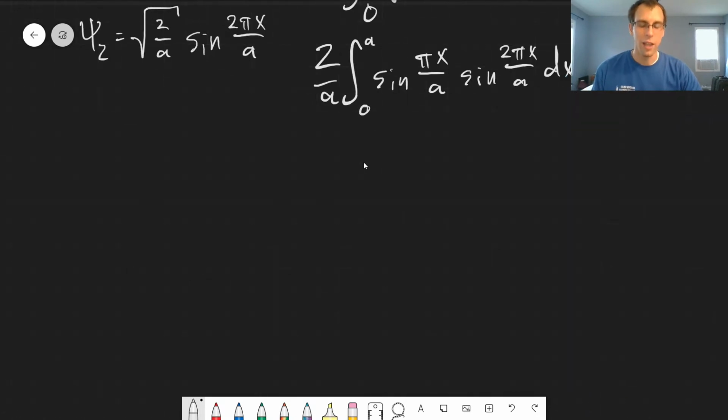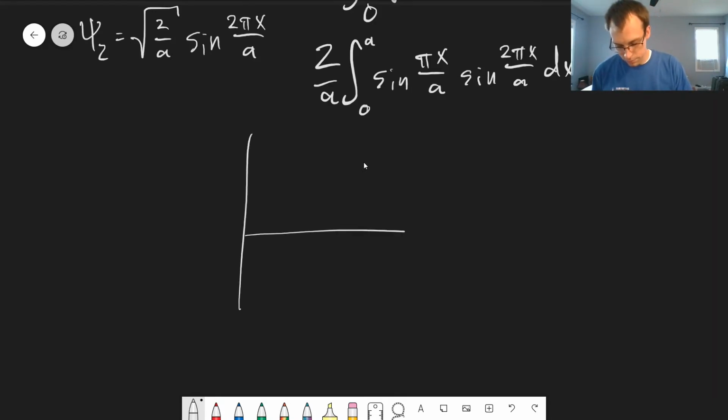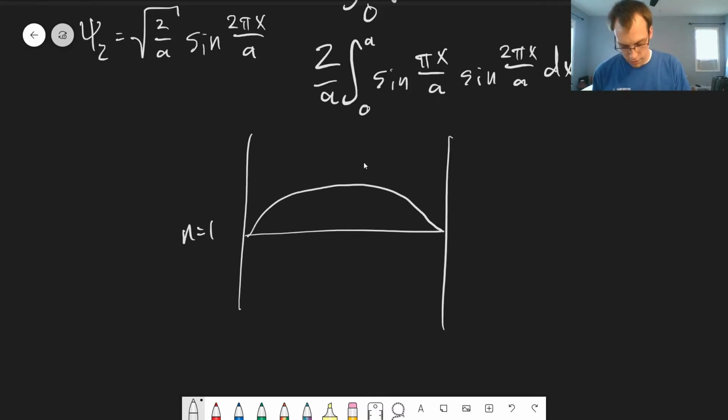In this case, we're only looking at even and odd over 0 to a instead of negative infinity to infinity. But if we plot our particle in a box wave functions, for n equals 1, this looks something like this. If we consider the middle of the box, a over 2, sine pi x over a is an even function, if we're considering it relative to the middle of the box.